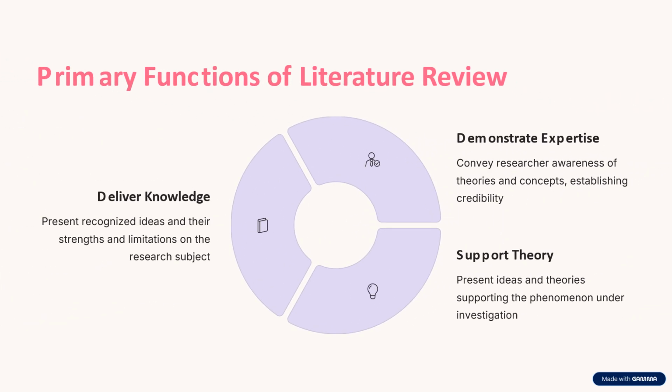A literature review principally has three functions. First, to deliver to the reader what knowledge and ideas have been recognized on a subject and what their strengths and lacking parts are in the particular theme of the research. Second function is, when doing so, to clearly convey to the reader the researcher's awareness of theories and concepts. As a result, the reader may think that you are a better scholar compared with experts in the subject field. The final function is to present the ideas in a specific problem and the theories to support the phenomenon.